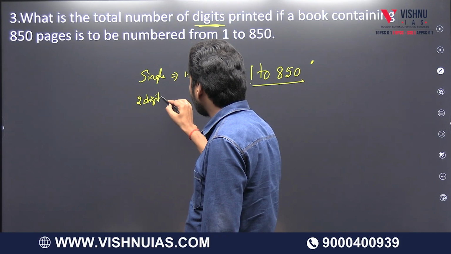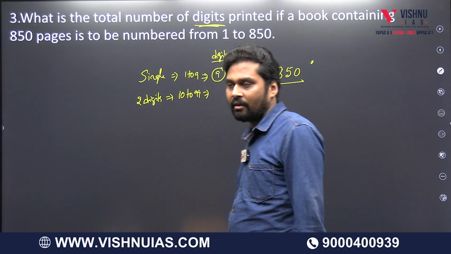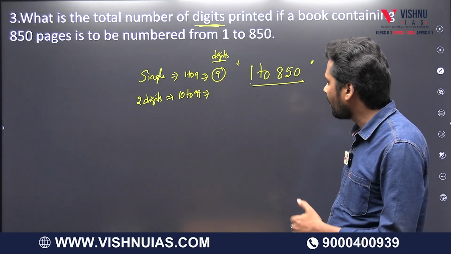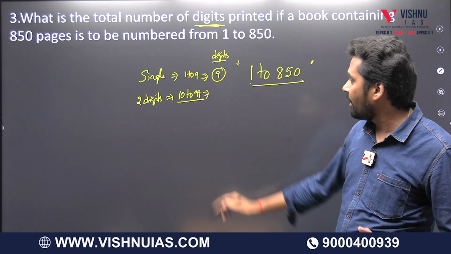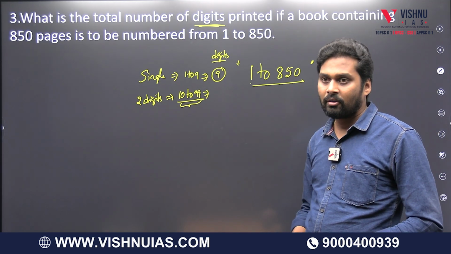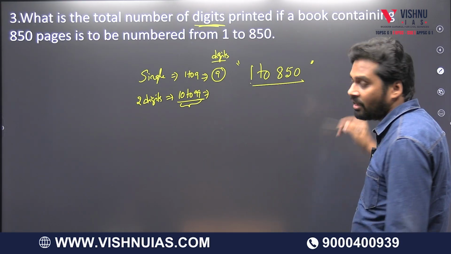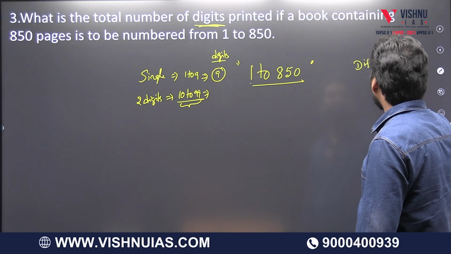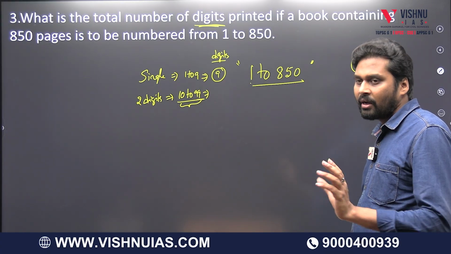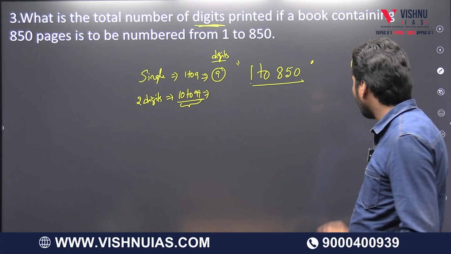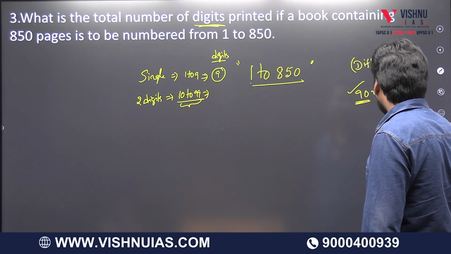2 digit means the numbers are from which number to which number? 10 to 99. 2 digit numbers means 10 to 99. So from 10 to 99, first of all, how many numbers do we have? It's 90 numbers. See, generally when you are finding out how many numbers are there from one number to another number, you take the difference plus 1. Difference between the two numbers plus 1. So 10 to 99 means in total we have 90 numbers.